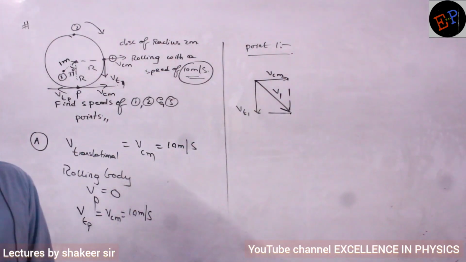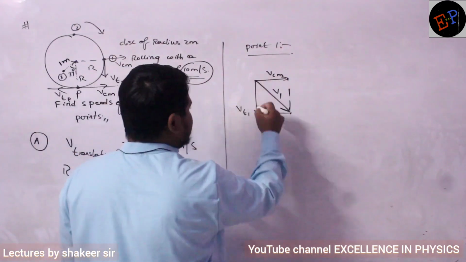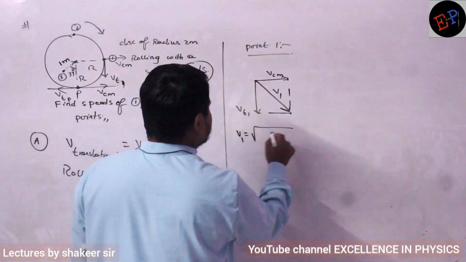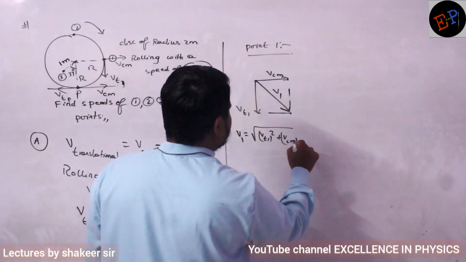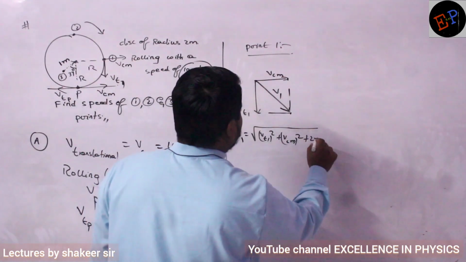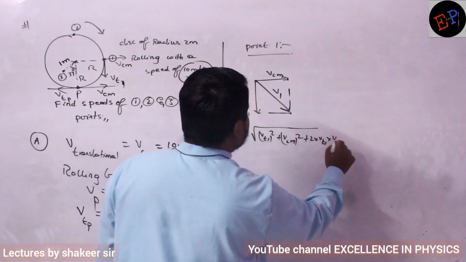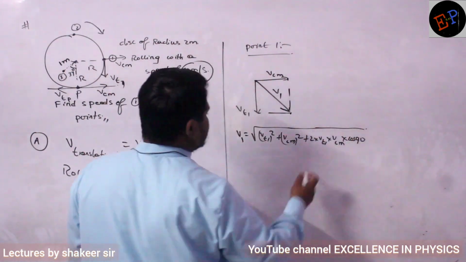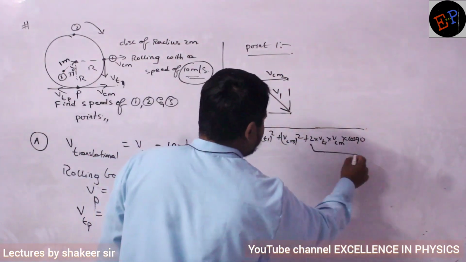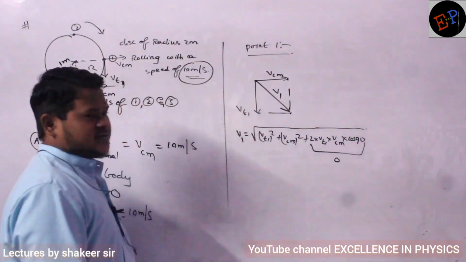Let us take the resultant. Okay? Because they are present at an angle of 90 degrees, V1 is equal to square root of VT1 whole square plus VCM whole square plus 2 into VT1 into VCM cos 90. Because the angle between the vectors is 90, so this total term will become 0 because cos 90 is 0.